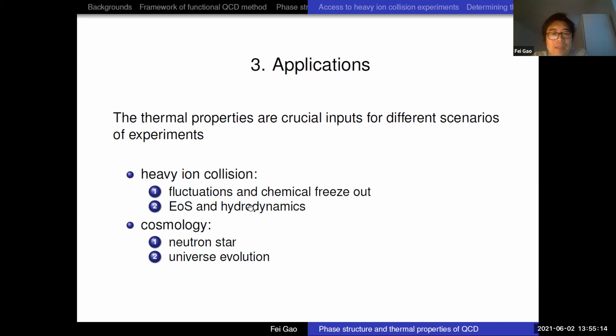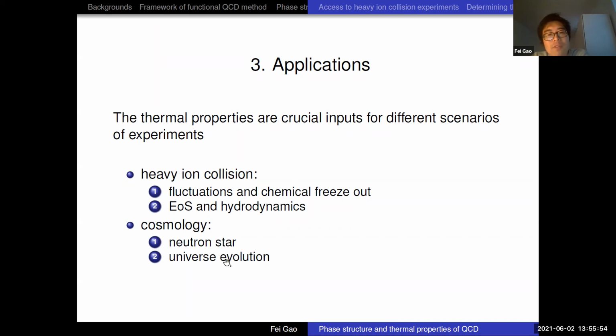So in combination with the hydrodynamic simulation, we can give more results with some more experimental data, like the particle production. And then on the cosmological side, if we study the equation of state at low temperature and high chemical potential, it is directly related to the study of neutron stars.